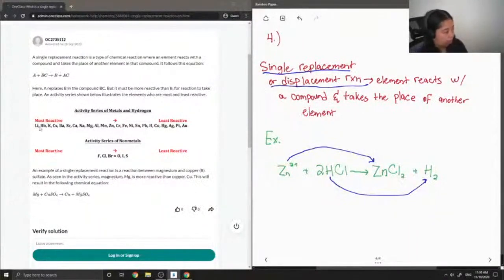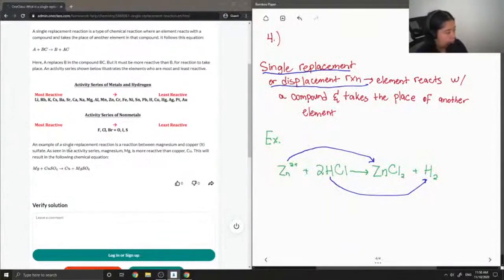So here they have the activity series. The most reactive elements are first, and then it decreases in reactivity. So lithium would be most reactive, and then you have gold as the least reactive. For nonmetals, most reactive are like fluorine, chlorine, bromine, and then moving on, oxygen, iodine, and sulfur.